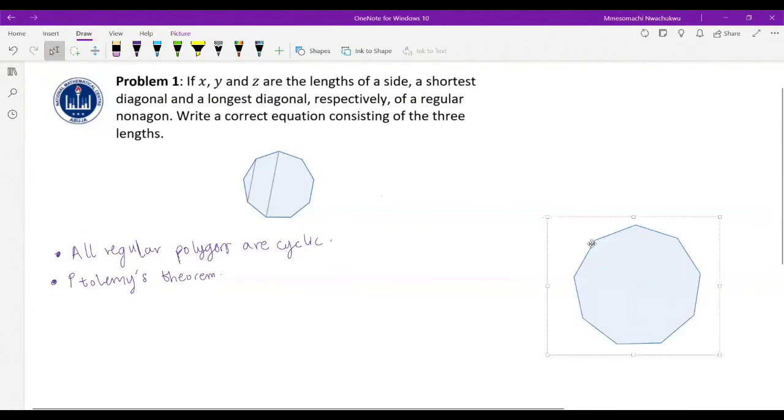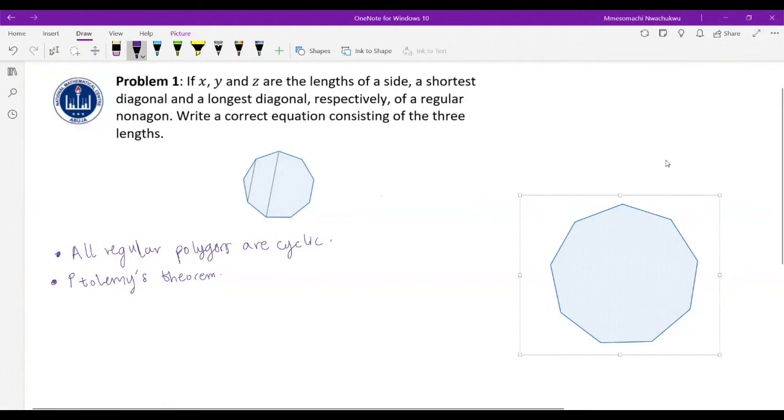Okay. So we just have a quick sketch of a nonagon. So let's try and prove this, that all regular polygons are cyclic. So first of all, we know that every triangle, so I'll be highlighting very important information, a triangle defines a unique circle. So a triangle has a unique circle passing through its three vertices.